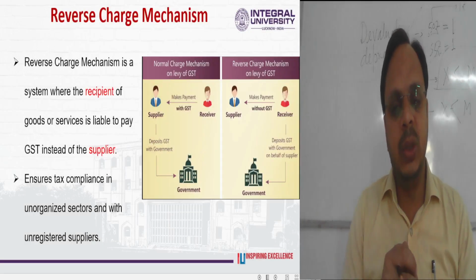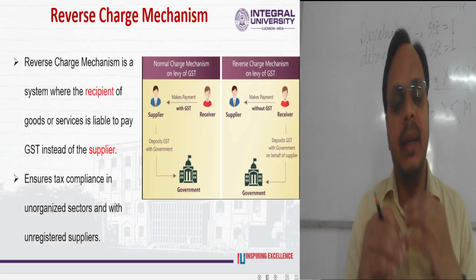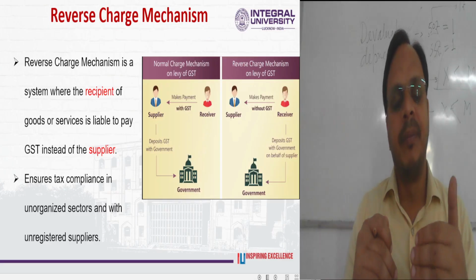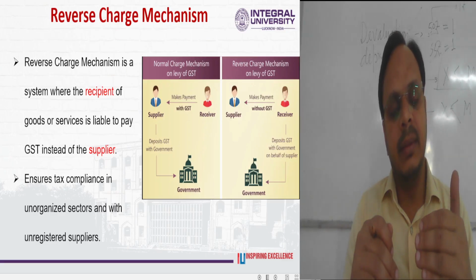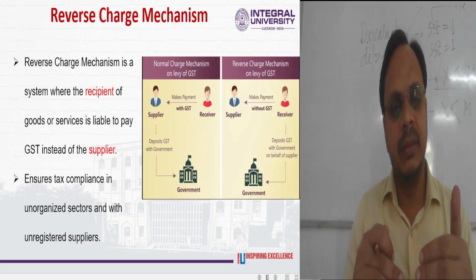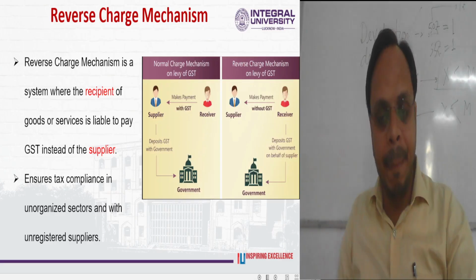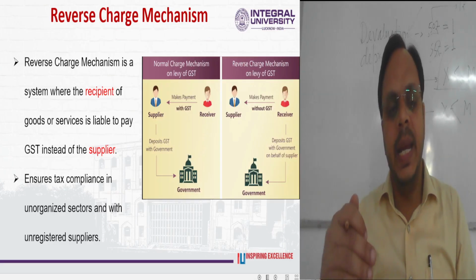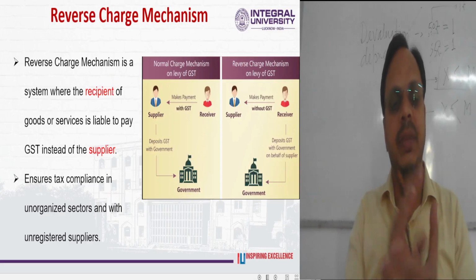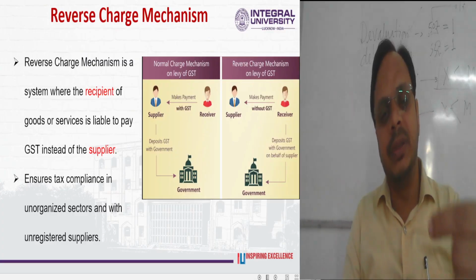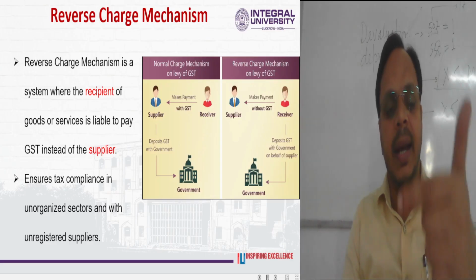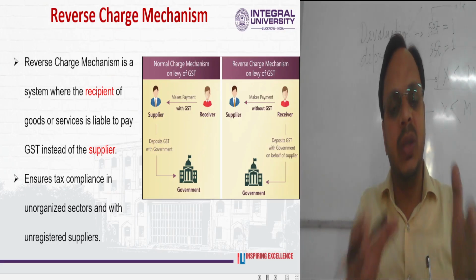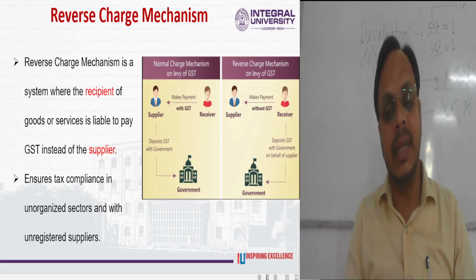Moving ahead, as I told you, RCM is a very important concept under the Goods and Service Tax. Let's try to understand what RCM is and how it works. In RCM, the recipient of the goods or services is liable to pay GST instead of the supplier. In the normal course, the supplier pays the GST to the government, central or state, as per the nature of the transaction. In the normal case, the supplier supplies goods to the recipient, the recipient pays with GST, and the supplier deposits the GST with the government. This is the normal charge mechanism under the GST Act.